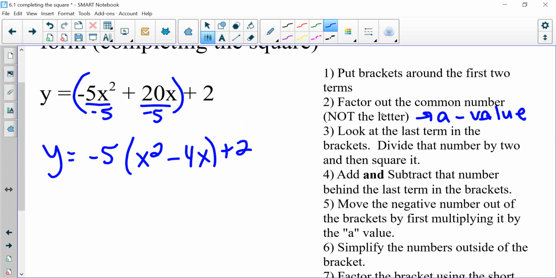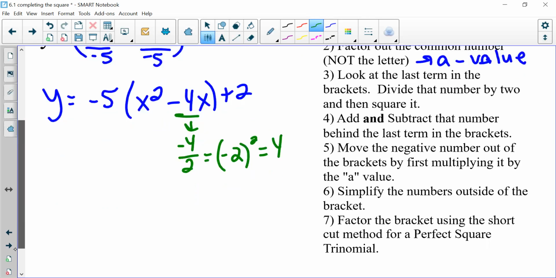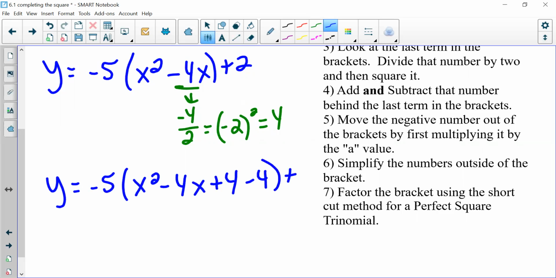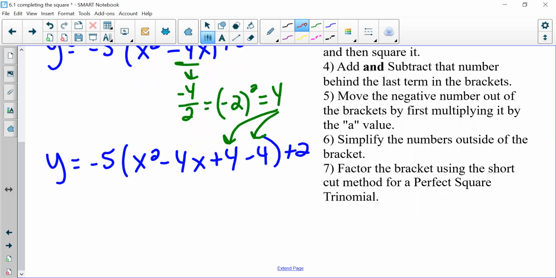All right, now look at the last term in the brackets. It's a negative 4. Divided by 2 is negative 2. And negative 2 squared is 4. So I'm going to add and subtract that number in my brackets after the negative 4x. So plus 4 minus 4. So that number was inserted in there. Plus 4 minus 4, remember it being 0, but we're just manipulating the equation.